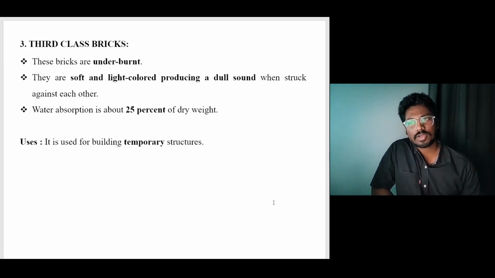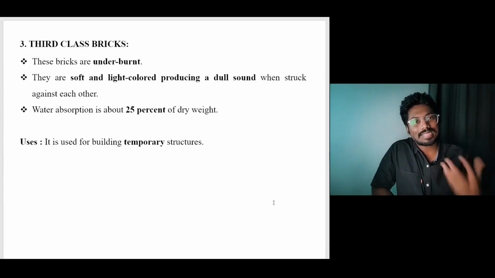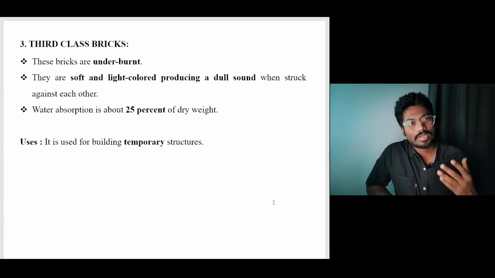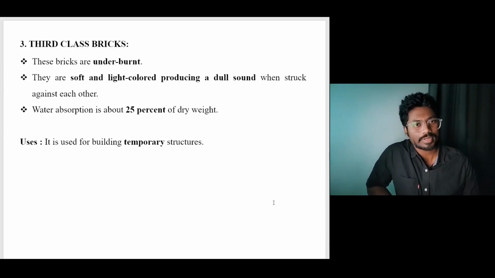Now, the water absorption is about 25% of its dry weight. That means it has a tendency to absorb more water. If the brick is absorbing more water, you can jump to the conclusion that it will fail in its durability or strength parameters. Now, it is again used for temporary structures, nothing permanent. Something unimportant and temporary is where the third class brick comes into the picture.